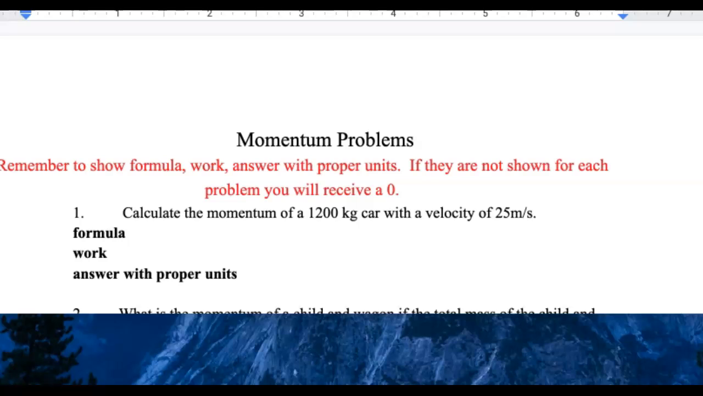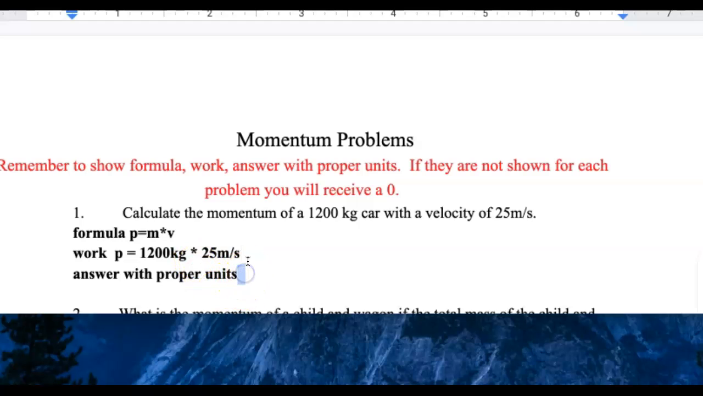So, first problem here. Calculate the momentum of a 1,200 kilogram car with a velocity of 25 meters per second. So I'm going to put in my formula. It's going to be P equals M times V. Okay. The work is going to be that little letter P equals 1,200 kilograms times 25 meters per second.